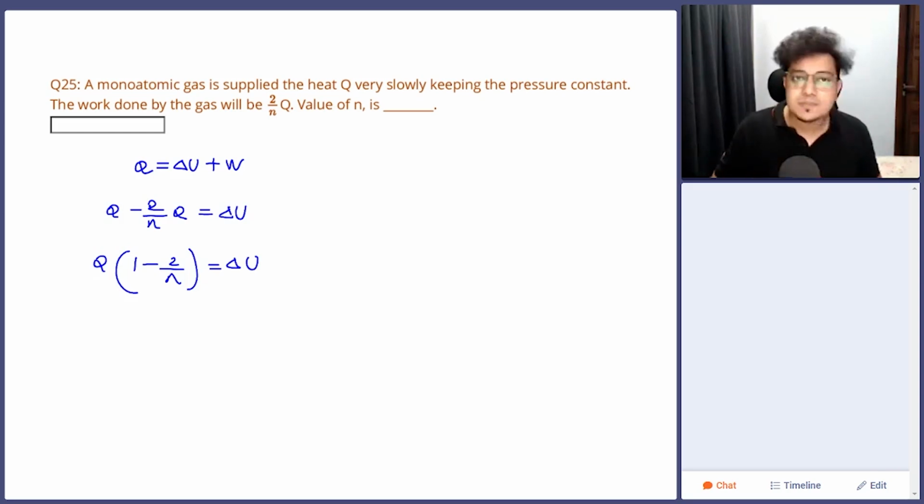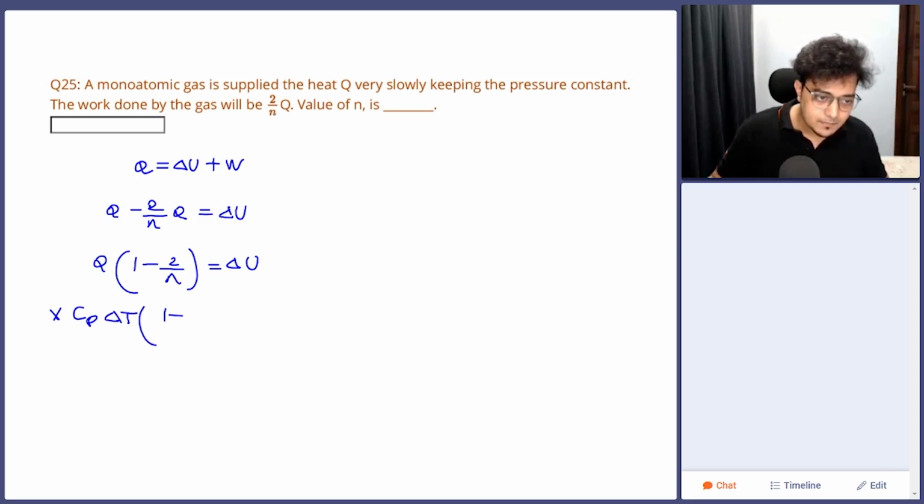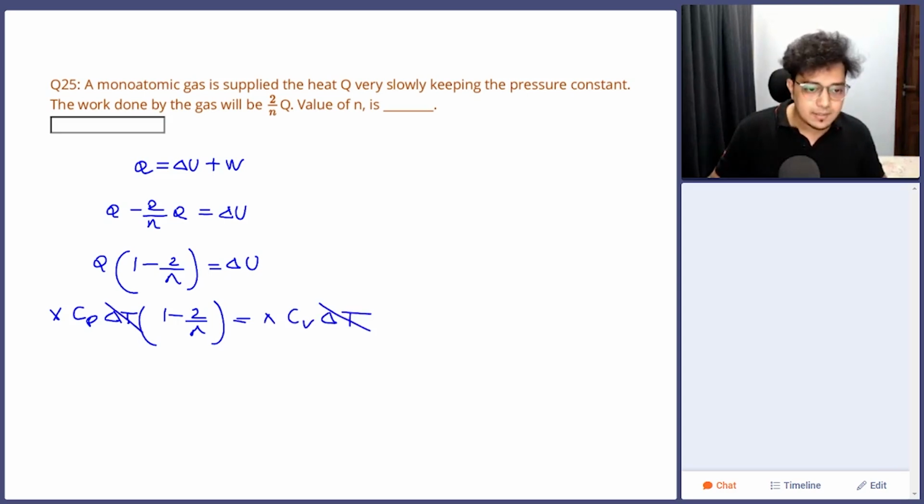Now let's go ahead and substitute Q and delta U. Q is heat provided at constant pressure, so that is number of moles, let's assume it to be X, times CP delta T times (1 minus 2 by N). And delta U will be number of moles X times CV delta T. So delta T cancels, and the number of moles also cancels.